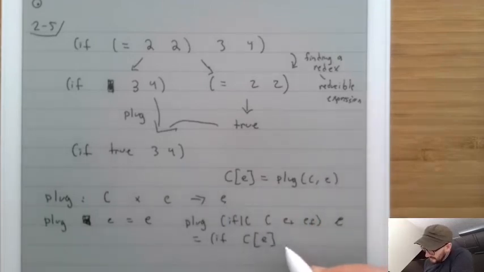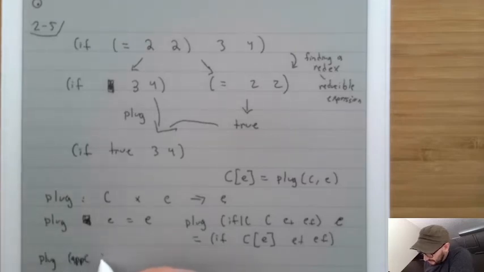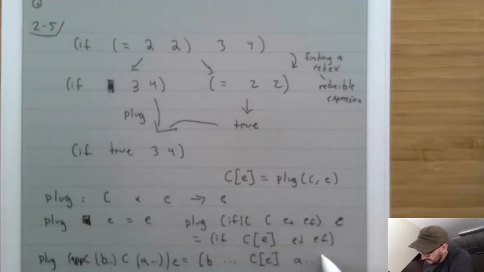If C[E], ET, EF. And if we have plug of an AppC of the before, the C, and the after, where these are lists of things, then we would get the before, then we'd plug in the E, and then we'd have the after. Okay?